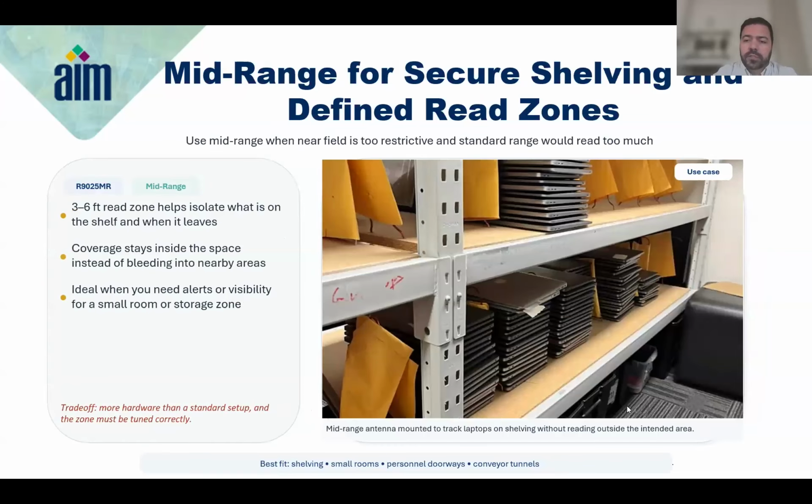So moving on, this is really the crux of the issue that we were having. We had a lot of assets that we needed to keep track of. You will not see the antennas in this. They're actually housed behind the shelving, but this is a mid-range solution. This is for secure shelving, a very defined read zone. We have our RF Max mid-range antennas behind this that are typically rated for 3 to 6 feet. That's going to help us isolate what's on the shelf.